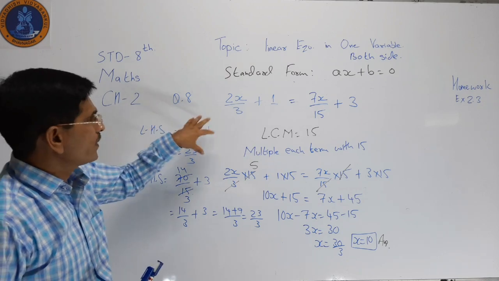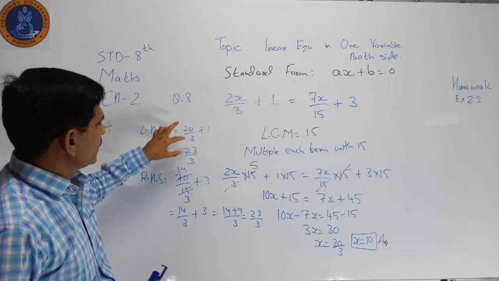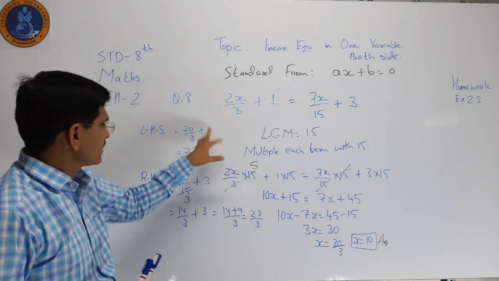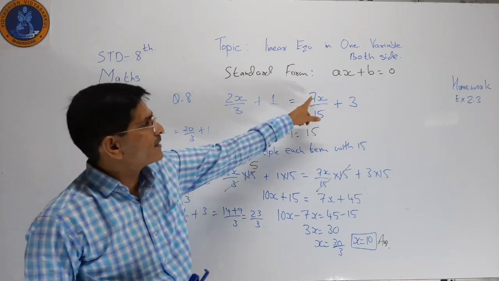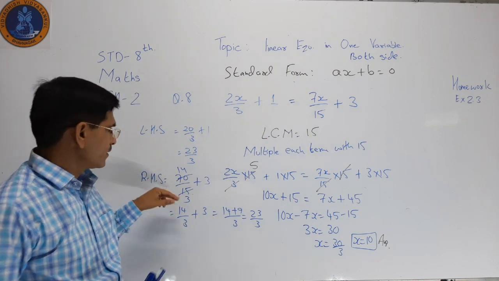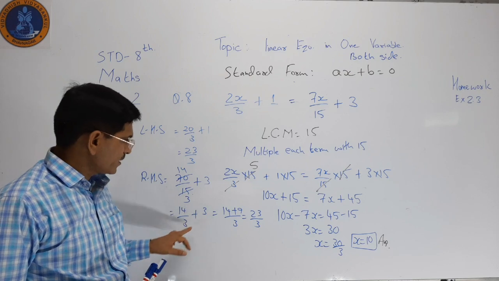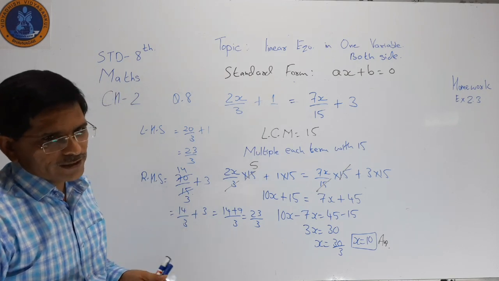Again, what do we have to put? 10 here, so 20 by 3 plus 1, simplify it, we get 23 by 3, 3 ones are 3. Same thing, 10 7s are 70, 70 by 15, cancellation gives 14 by 3, 14 by 3 plus 3, 3 3s are 9, so we get the same answer.